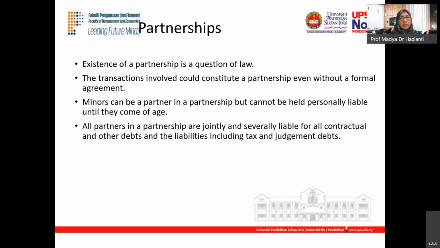Okay, again, the existence of a partnership is a question of law. So the transactions involved could constitute a partnership even without a formal agreement. Minors can also be a partner. Minors means bawah 18 tahun lah. Can be a partner in a partnership but cannot be held personally liable until they come of age. Selagi belum 18, tak dikira sebagai liable, but they can be a partner. And all partners in a partnership are jointly and severally liable for all contractual and other debts and also liabilities, including tax and judgment debts. So semua samalah, partners ni kena liable for all contracts.